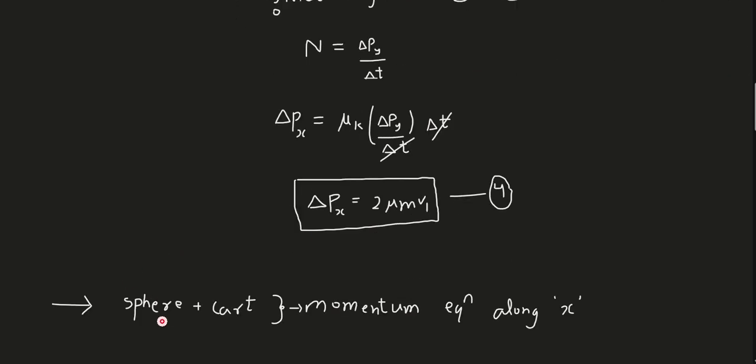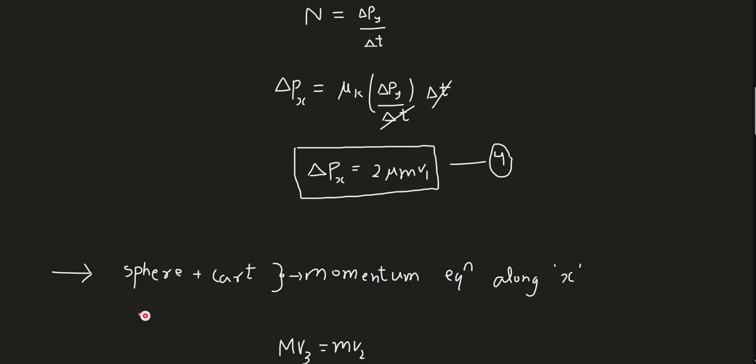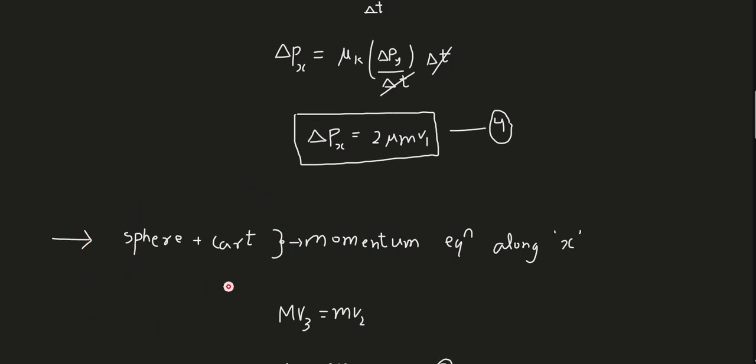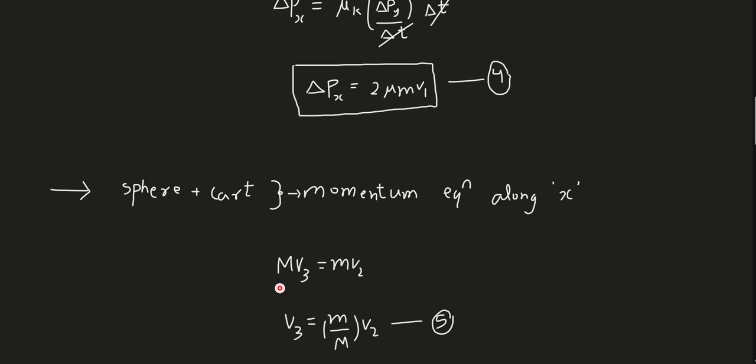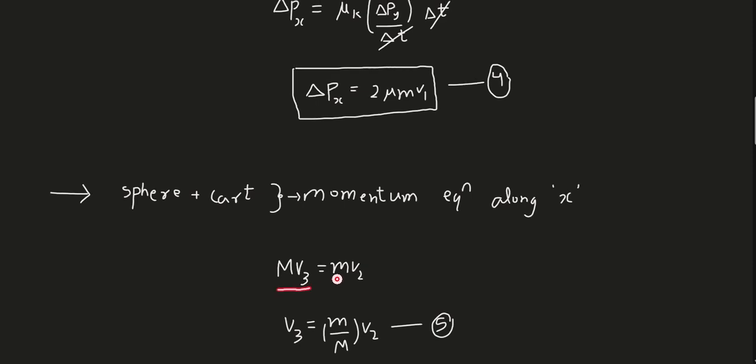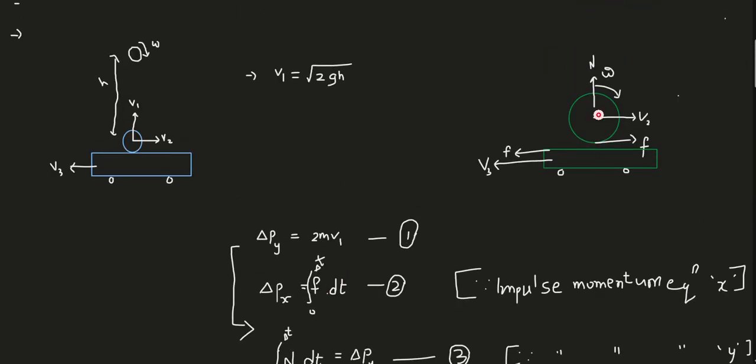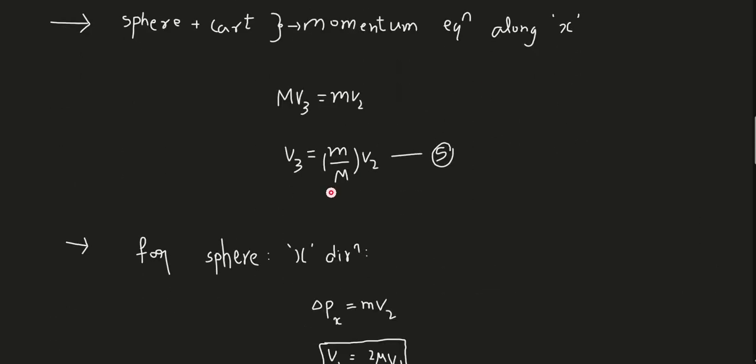Now we write the momentum equation along the x-axis for the system, which is sphere plus cart. So capital M times v3 equals small m times v2. The sphere moves rightwards with the velocity v2 and the cart moves backwards with the velocity v3. From this we can find the velocity of the cart equals small m upon capital M times v2. We take this as equation 5.